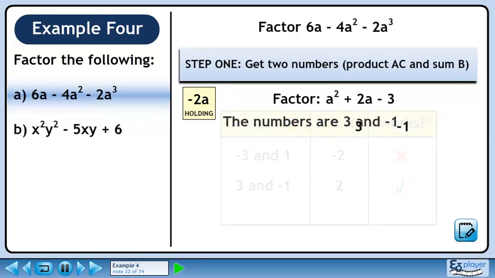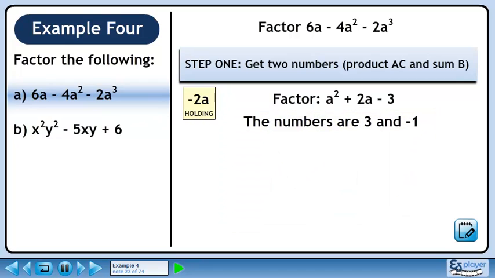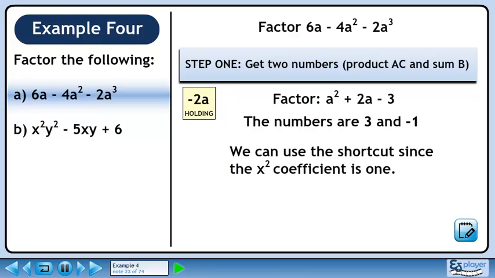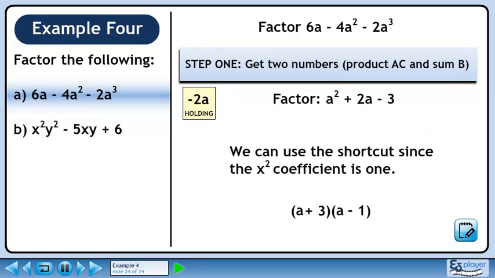Let's store the numbers in a sentence so we can retrieve them later. We can use the shortcut since the x squared coefficient is 1. Copy 3 and minus 1 into the brackets. Bring back minus 2a to get the final answer.